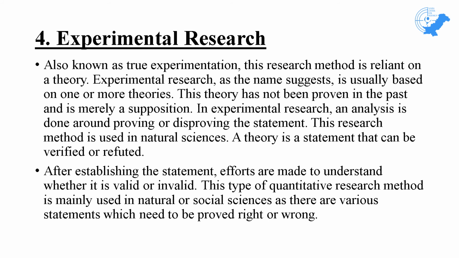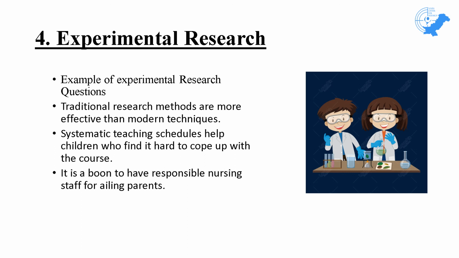A theory is a statement that can be verified or refuted. After establishing the statement, efforts are made to determine whether it is valid or invalid. This type of quantitative research method is mainly used in natural or social sciences, as there are various statements which need to be proved right or wrong. A few examples of experimental study design are: traditional research methods are more effective than modern techniques; systematic teaching schedules help children who find it hard to cope with the course; it is a boon to have responsible nursing staff for ailing patients.